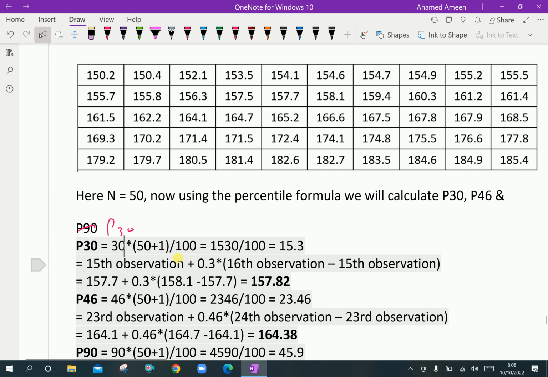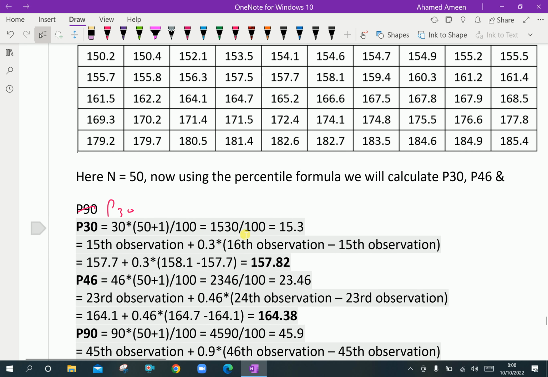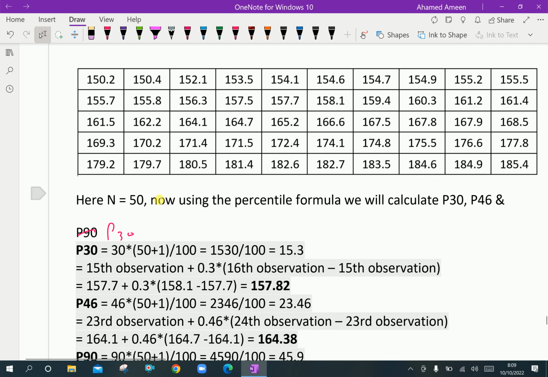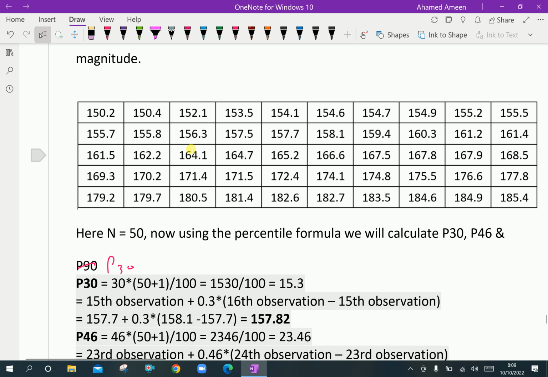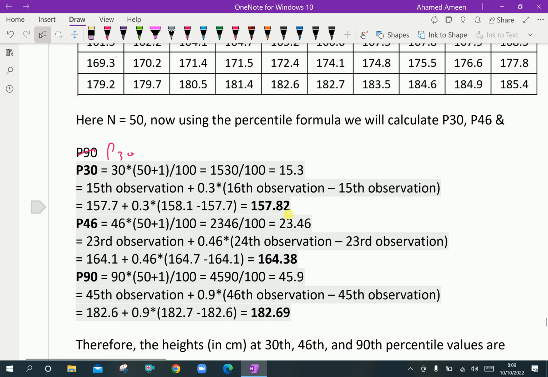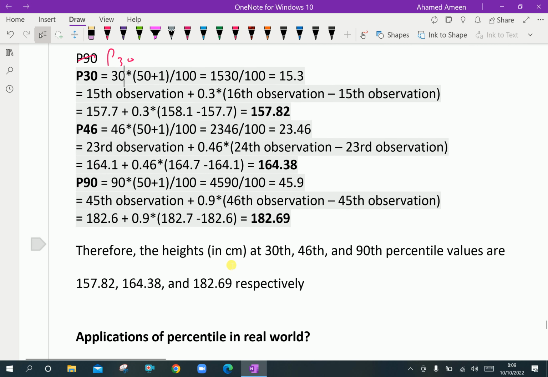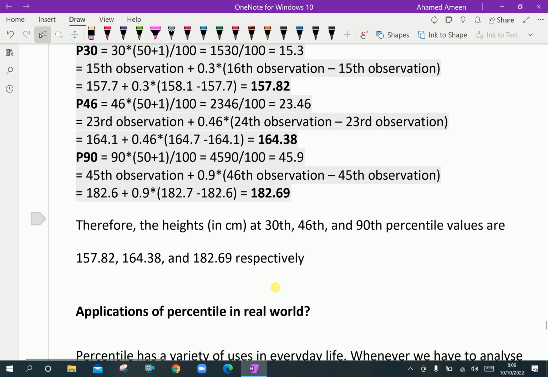Total number of students is 50, so 30 into (50 plus 1) divided by 100 gives 15.3. 15.3 means the 15th observation plus 0.3 times the 16th observation minus the 15th observation, same as before. The 15th observation is 157.7, and the 16th observation is 158.1, so 158.1 minus 157.7. You have to calculate everything like this. Therefore, the heights in centimeters of the 30th, 46th and 90th percentile values are as given. By calculation we got it.